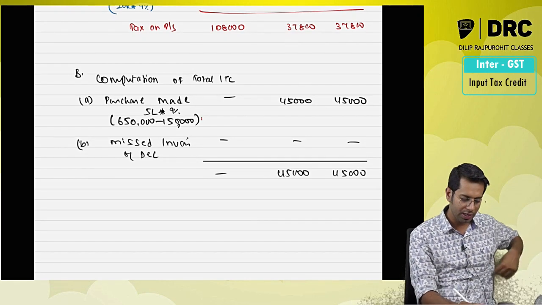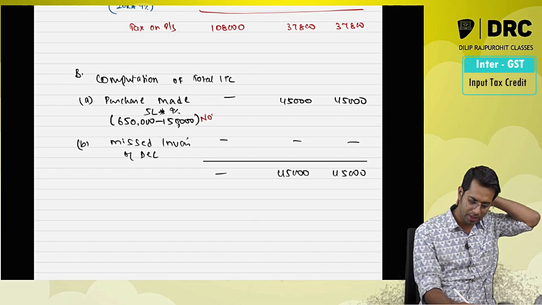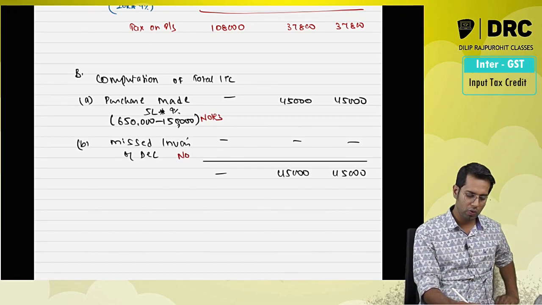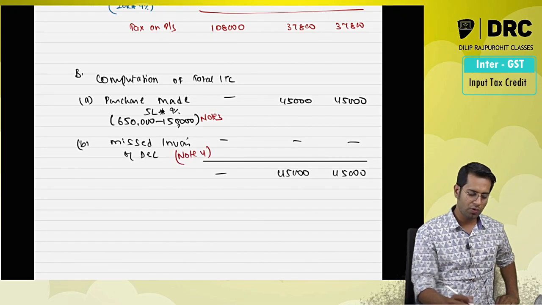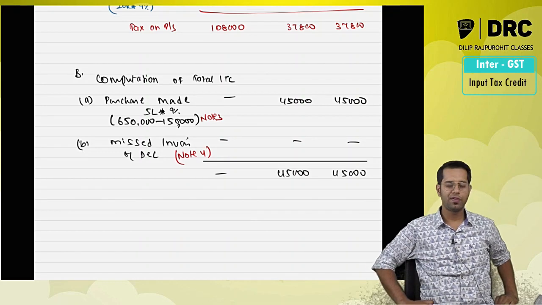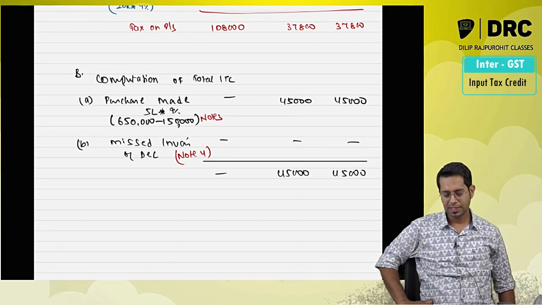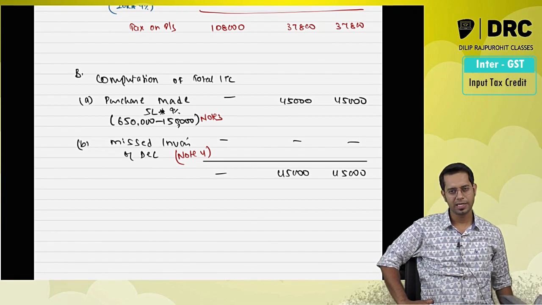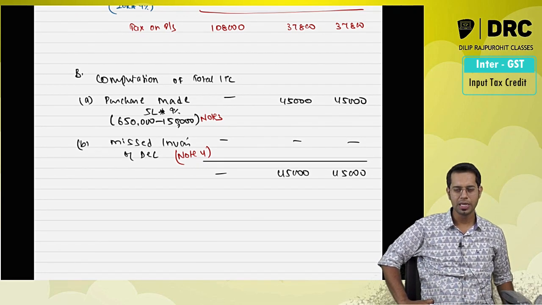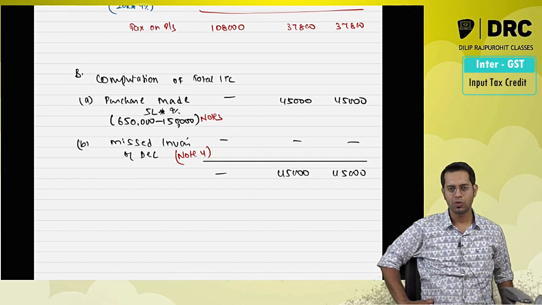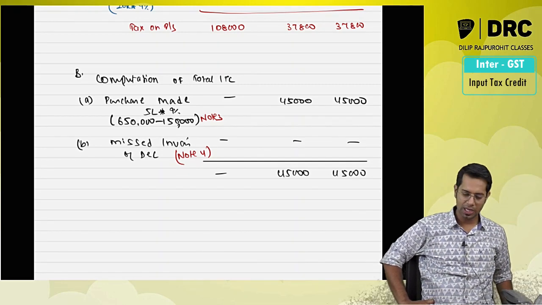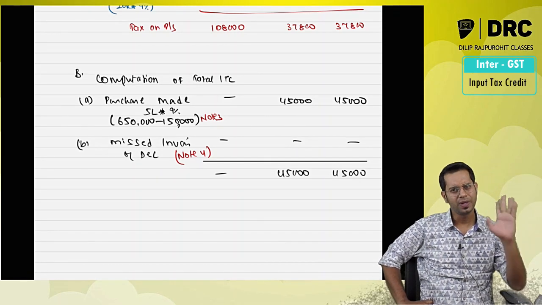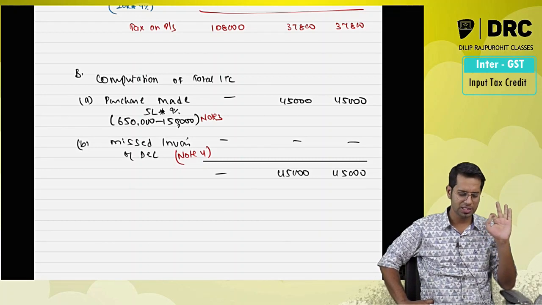Here also you will have to write a note, note number 1, note number 3 and note number 4. Sir, what note will I write for 1,50,000? As per section 16 subsection 2, one of the conditions for claiming input tax credit is the possession of tax invoice, debit note, credit note. This tax invoice should be as per section 31. It should be as per the GST law.